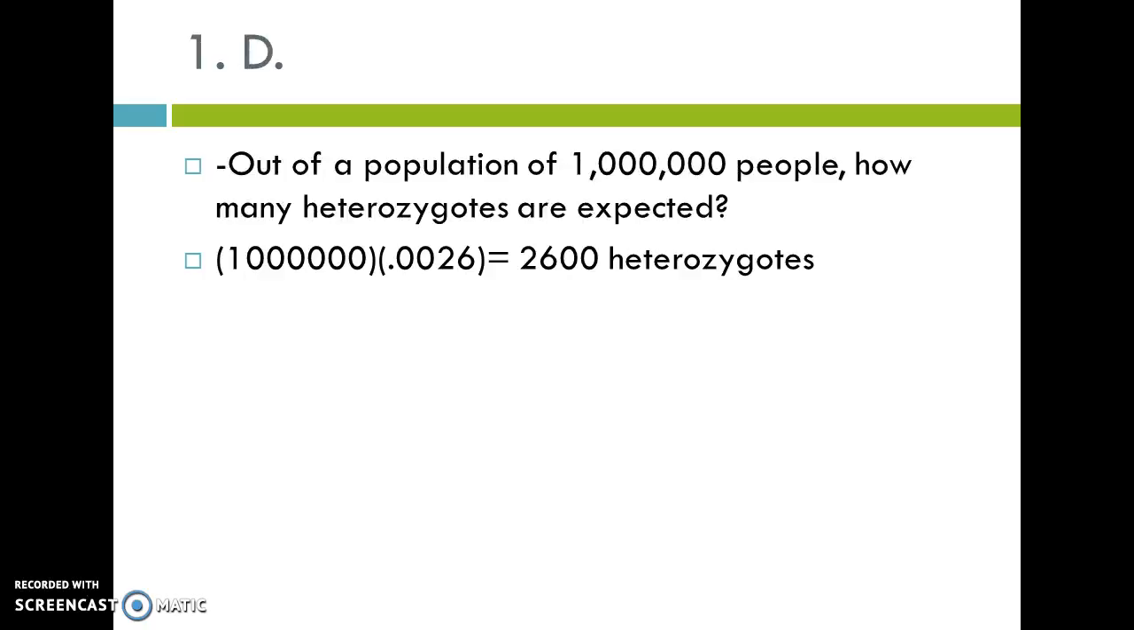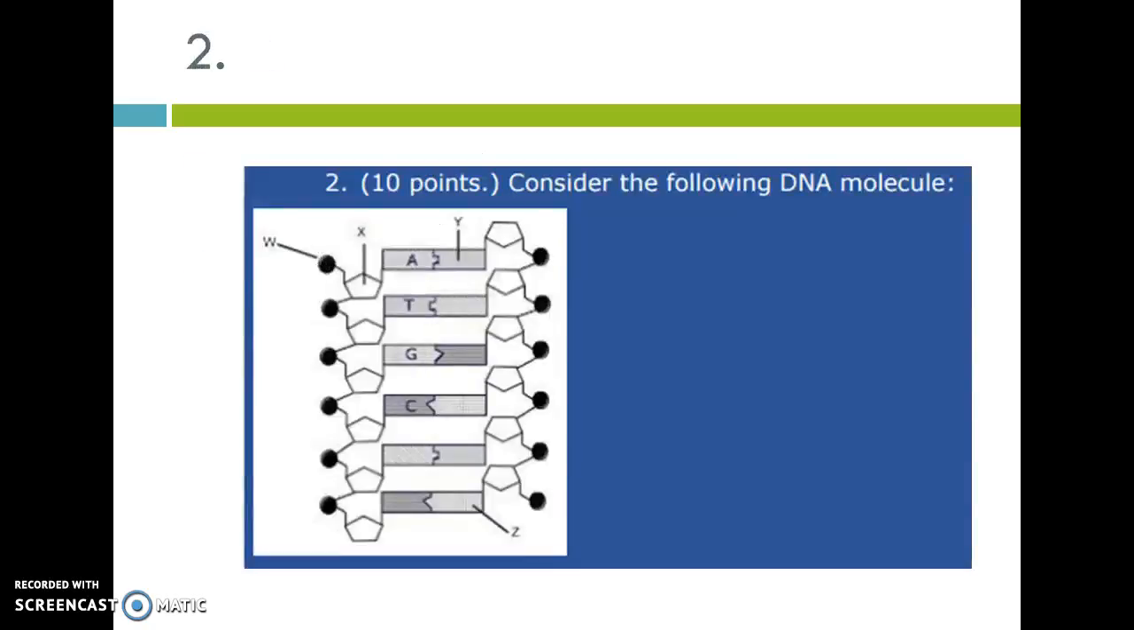So 1D, out of the population of 1 million people, how many heterozygotes are expected? So we're going to take 1 million and multiply it by the answer we got in C, the 0.0026, and we got 2,600 heterozygotes.